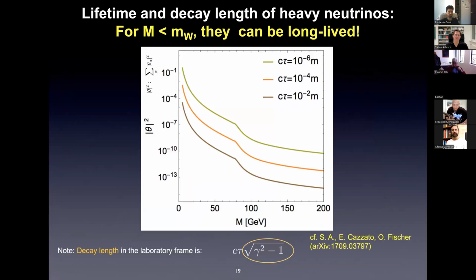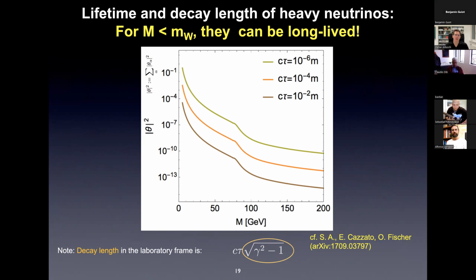If this is the case, it is illustrated on this plot here, where we show, with the mass m on the x-axis and theta squared on the y-axis, c times the lifetime. You can see that when you're below this brown curve, for instance, you have c tau in the centimeter region. So you have macroscopic displacements, and these displacements in the laboratory frame are of course further boosted because they receive a factor of gamma, essentially. And if this gamma is large, then you have even more displaced vertices.